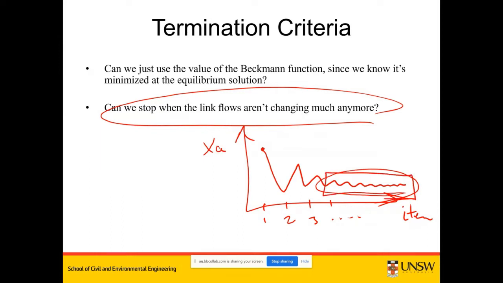So that could be a measure that can capture this: a smooth pattern, or lack of large fluctuations, could give you an indication that that's where you need to stop the algorithm, for example.